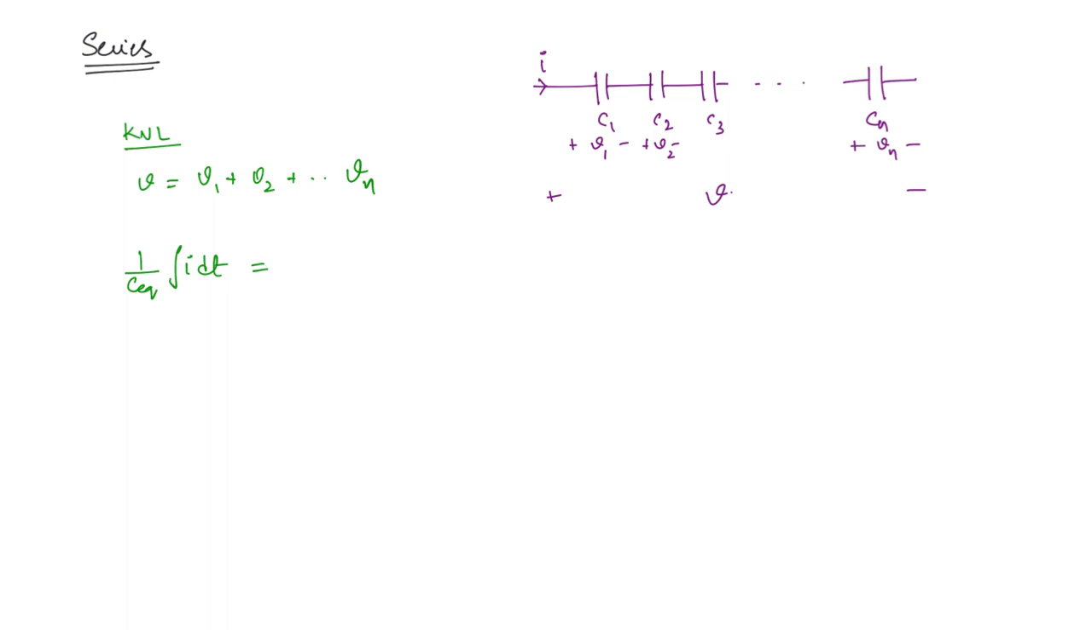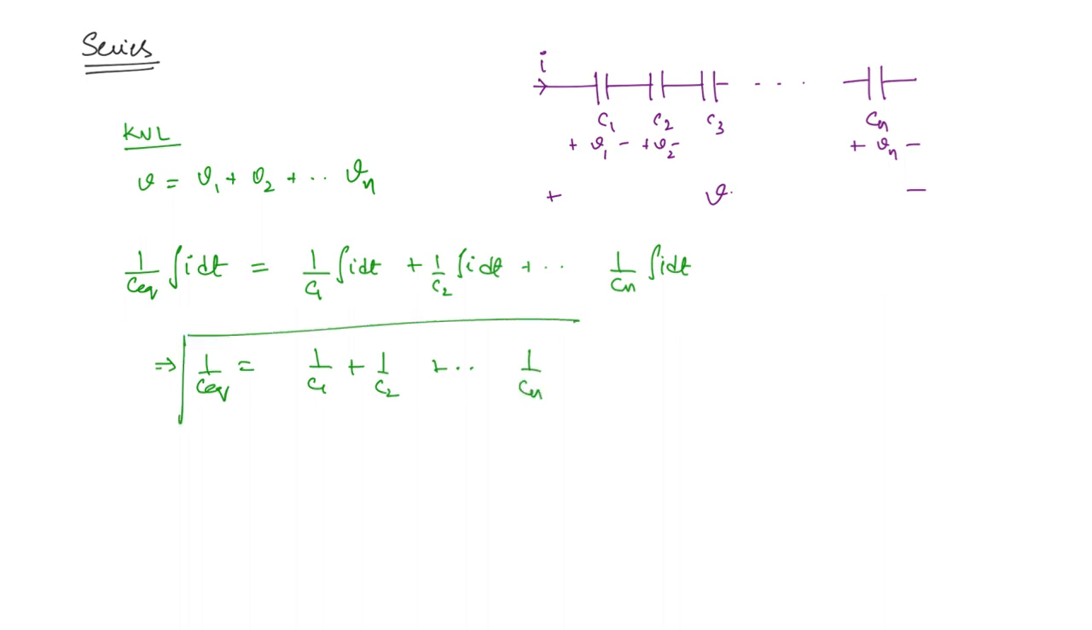Similarly, what will be V1? V1 will be 1 by C1 integral I dt plus 1 by C2 integral I dt plus so on till 1 by Cn integral I dt. So integral I dt will be cancelled. What will you be left with? 1 by C equivalent is equal to 1 by C1 plus 1 by C2 plus so on till 1 by Cn. So that means the reciprocal of the equivalent capacitance is equal to the sum of the reciprocals of individual capacitances. So this is the series combination.